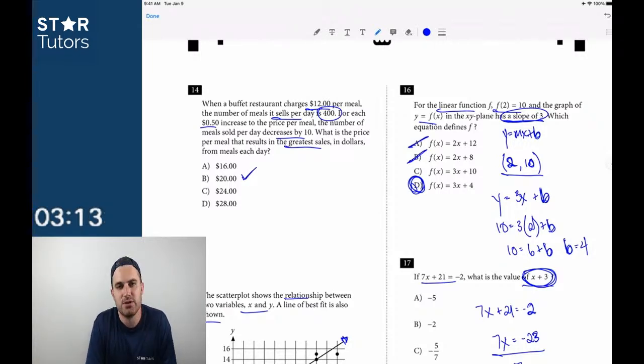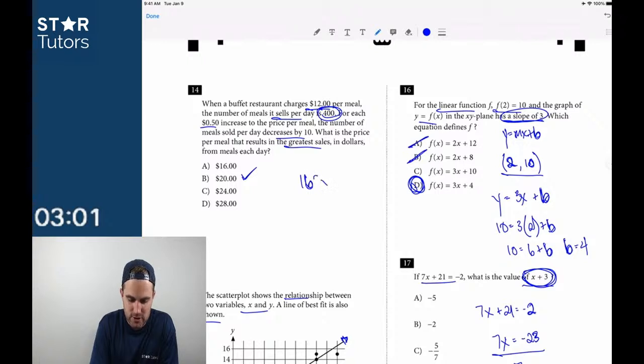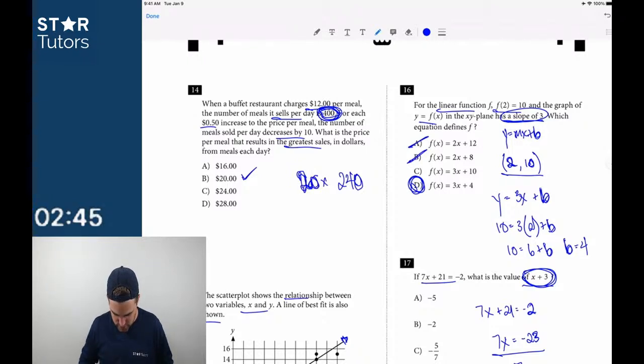If we do 20 and we start there, that would mean that we're increasing by 50 cents. That would be 16 increases, so the number sold per day decreases by 10 each time, right? So it'd be 160. It'd be 16 times 240. Oops, I'm sorry. It'd be 20 times 240. So let's see that. 20 times 240 would be 4,800. Okay. What about 24?